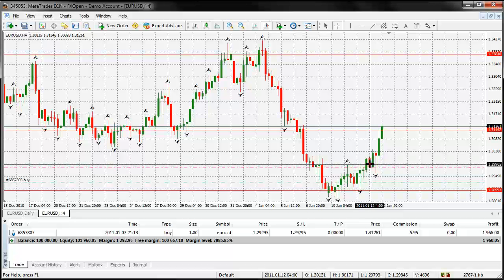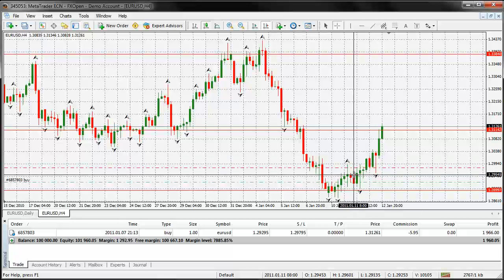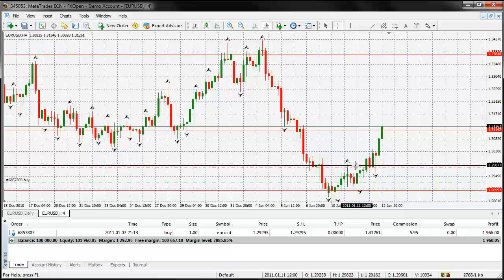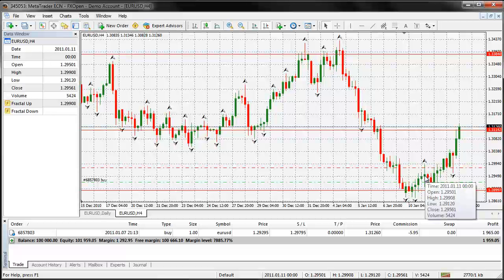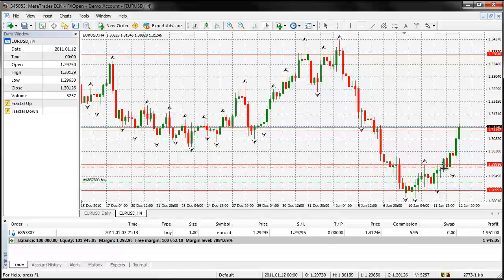So 5 bars ends up on this red bar right here. And then what I'm looking for is I'm looking for it to break this little fractal, not the top part of the fractal, but the actual price. So I can come back over to the data window here, and then I can hover over this particular candle, and you can see that it's a fractal up, and the fractal up is registered at 129.908.